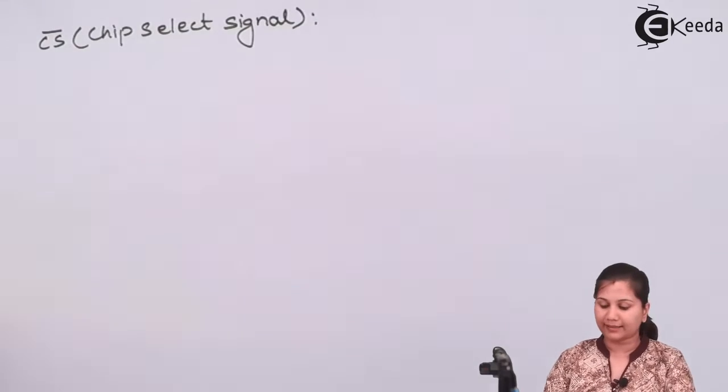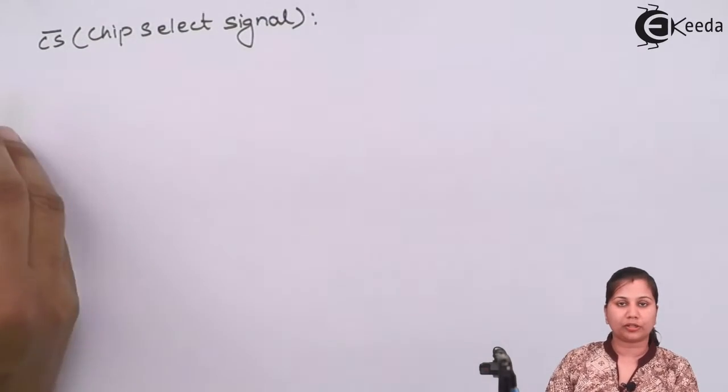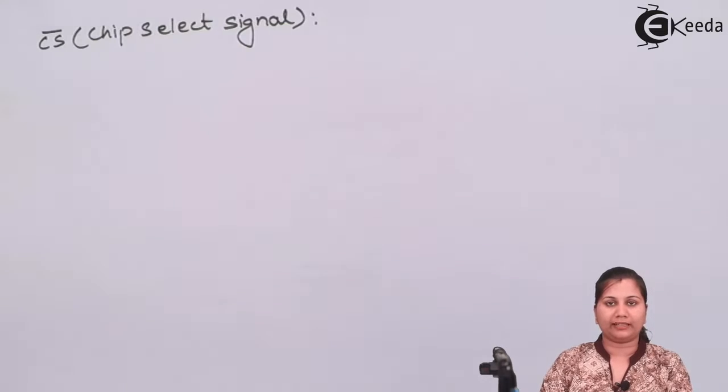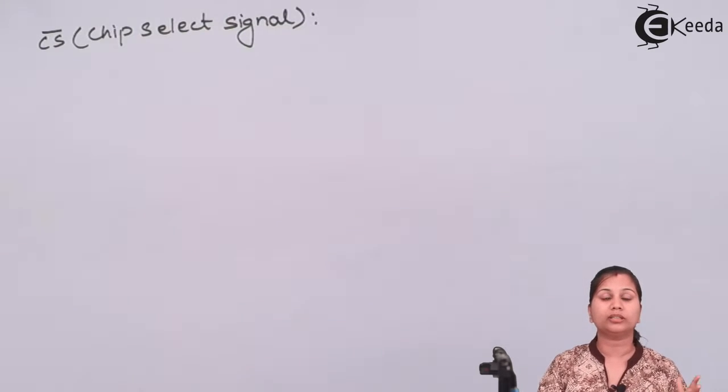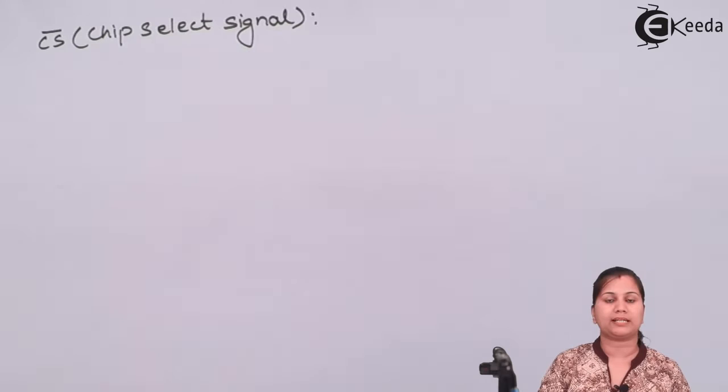As the name says, this signal is used to select the chip. The chip is the 8259 chip. Whenever the microprocessor wants to use this 8259 programmable interrupt controller, it has to select that chip. So this signal CS bar is used to select the 8259 IC, and when this chip is selected, then only the read or the write communication between the microprocessor and the chip is going to start. So it is necessary to select the chip.